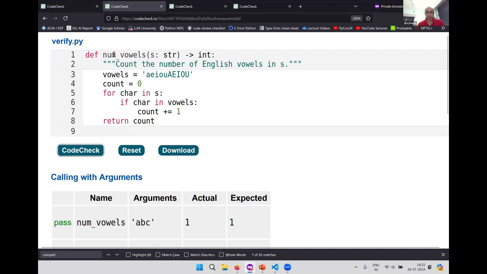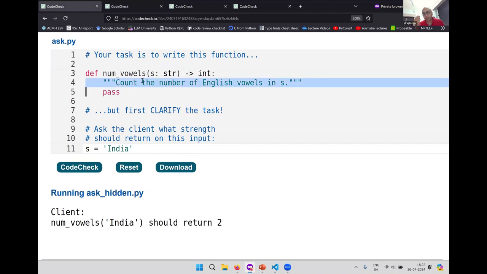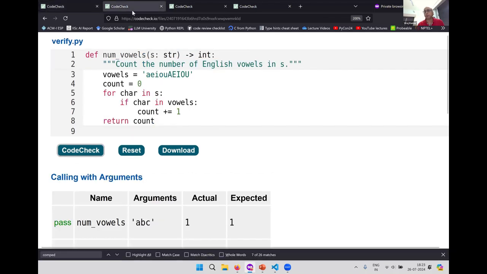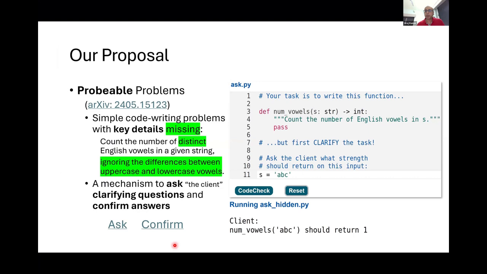So once again, each one of these problems comes with a problem specification that is deliberately missing key details. And we provide our students with two mechanisms. One, to ask clarifying questions, and the second, to confirm their answers, right? Both these mechanisms are necessary. There may be no end to clarifying questions in some cases. So let's take a look at how one might design such questions if we really were to take this idea forward.